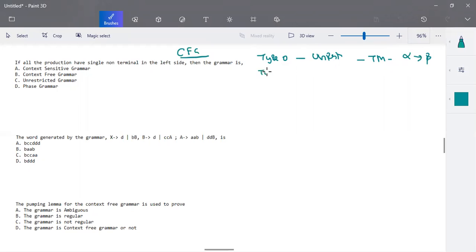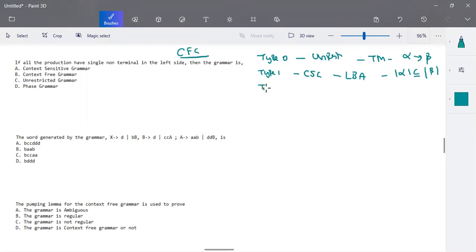And the next one is type 1 grammar. Type 1 is context sensitive grammar. It is accepted by linear bounded automata. And here the restriction is length of alpha is less than or equal to length of beta. It might be anything, but the length is restricted. Length of alpha should be less than or equal to length of beta.